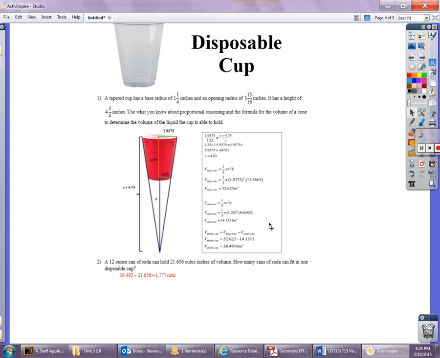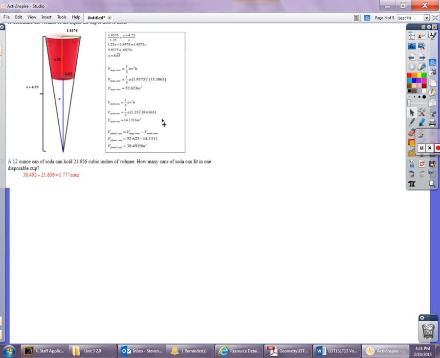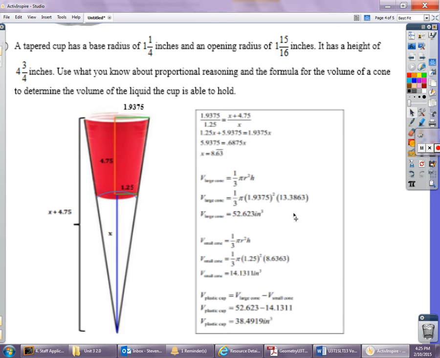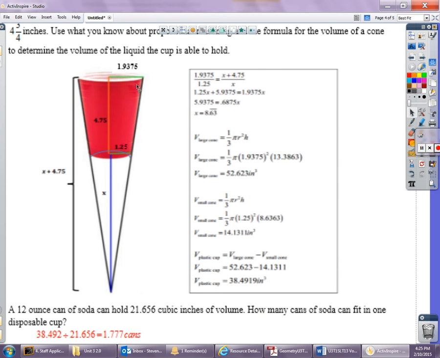These two, I think, were the hardest problems. I'm going to make this bigger. This is a picture of what you should have done with the work of the cone. Here's the original cup. Notice we made a big cone and a smaller cone right here in this little white part. You don't know the height of the smaller cone, so we give that as x, which then makes the bigger cone x plus 4.75. This proportion right here helps you solve for what x is, and it's 8.63 repeating. I would store that in my calculator.